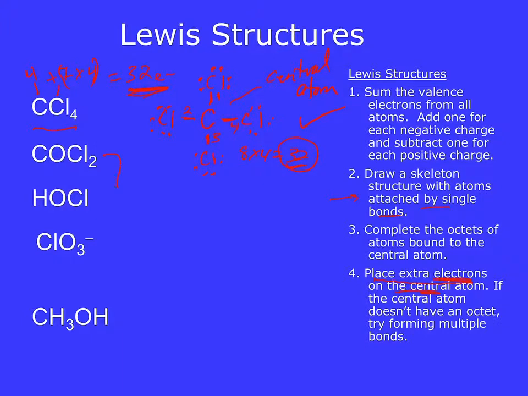All right, let's try another one. So we'll do this guy here, COCl2. We're going to count up valence electrons first. We have 4 valence electrons for carbon, 6 for oxygen, and then 2 times the 7 for chlorine. So what does that give us? We have 10 plus 14, so 24 electrons for this one.